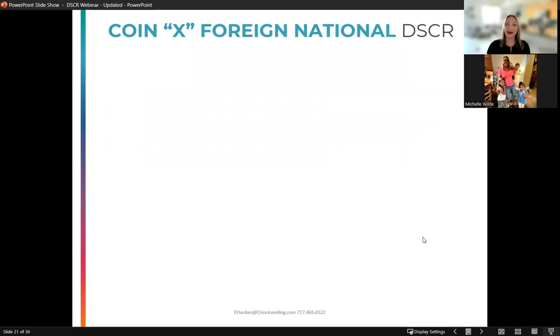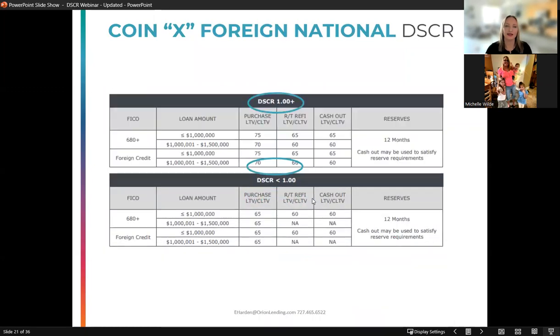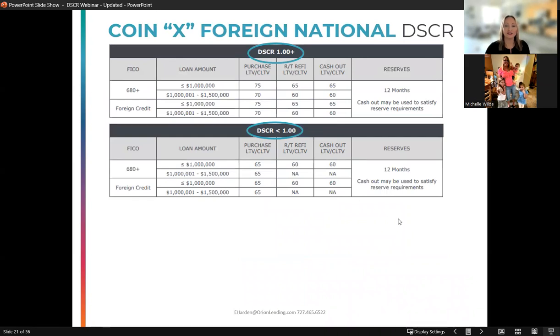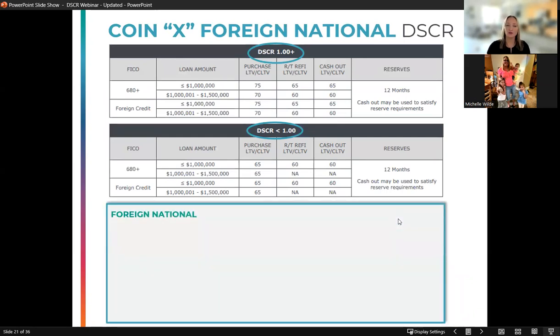Also, we can do foreign nationals on our DSCR programs. I'm putting the LTVs for foreign national up on the screen now. I want to clarify what is considered a foreign national. This is someone who is living and working outside of the United States. This is not like an ITIN program for somebody who's living here in the US. This is someone who's living and working outside of the US and is either purchasing or refinancing an investment property in the US. They must provide documentation that they can enter the US, like a passport from their current residence.